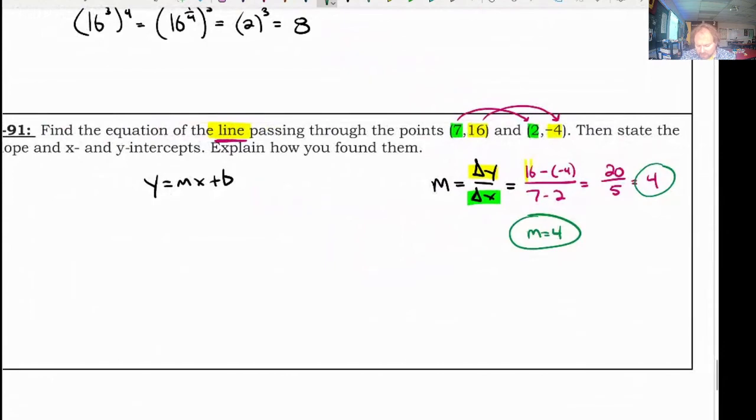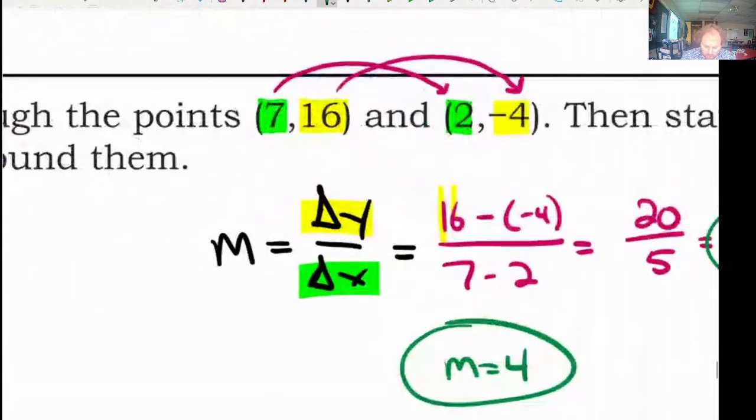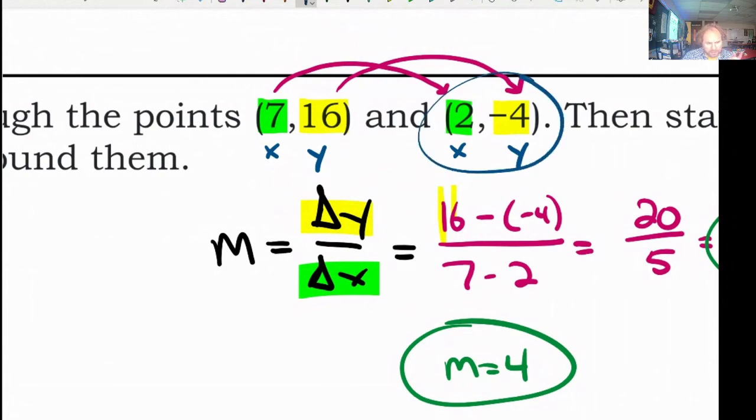Now, the other part of this problem is that we actually have 2 points to work with. We have 2 points that could be x and y. And for the next phase of the problem, it does not matter which one you use. I'm going to use this one because it's got smaller numbers, although the negative 4 is going to mean we have to think about negatives, but it's okay. So you could use either one of them. You get the same answer, though.